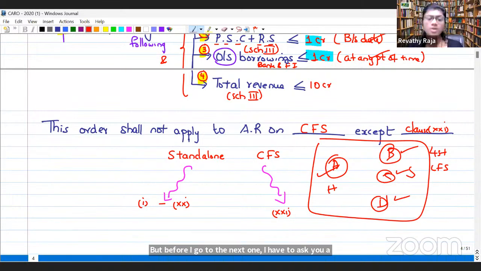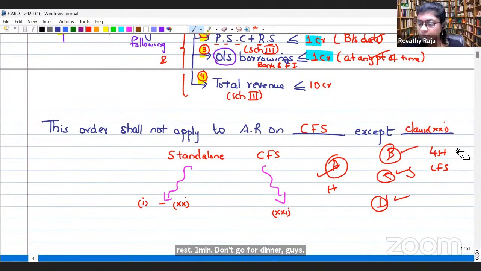So guys, calm down, calm down. Take rest. 1 minute. Don't go for dinner, guys. Come on, rest time. Till now, all okay? Applicability is over. Para 1 is over. All okay?